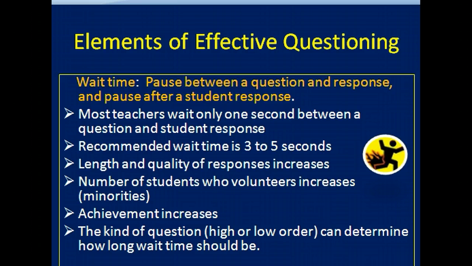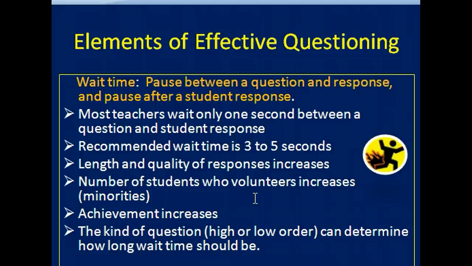Wait time is extremely helpful in enabling students to process questions. Research recommends that 3 to 5 seconds be used for wait time, and wait time can result in many dividends for students. If we take a look at this slide, we can see that most teachers only wait about 1 second between questions and a student response. And again, research says a teacher should count 1, 2, 3, 4, 5, 3 to 5 seconds before they call on someone.